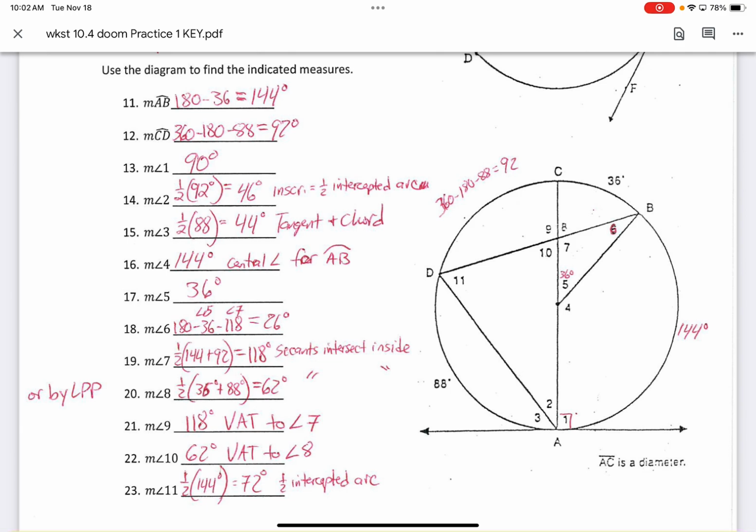It looks like for 7, that's what we're going to talk about today. 7 and 8. So if you didn't get those, that's fine. You just copy them down. You're going to go back and do them? Yeah. Any questions? Okay.